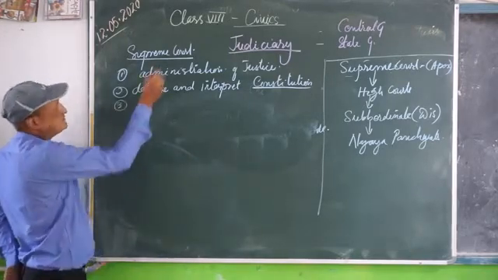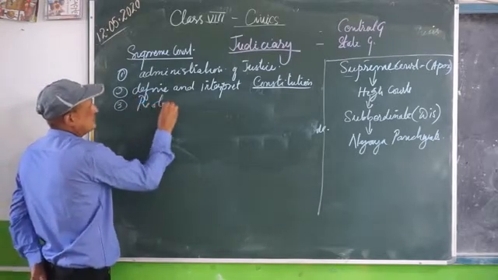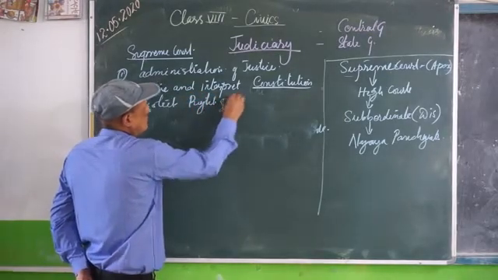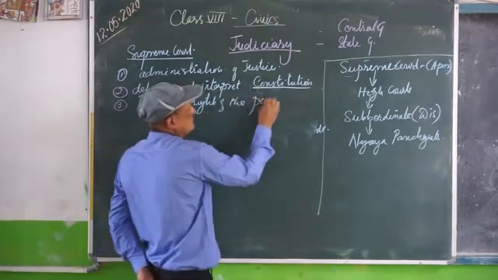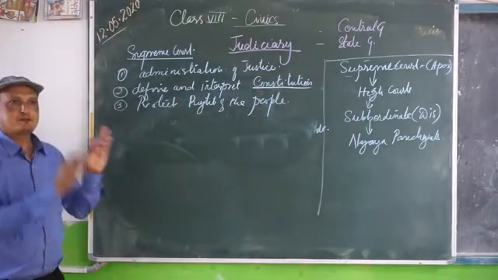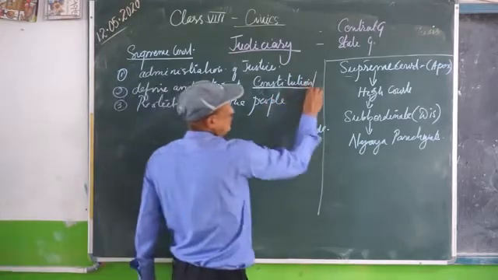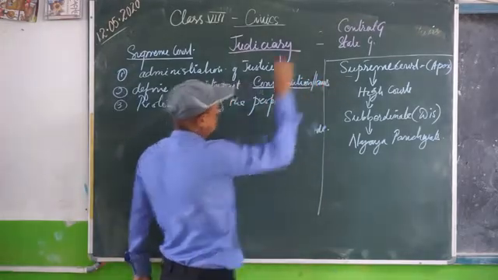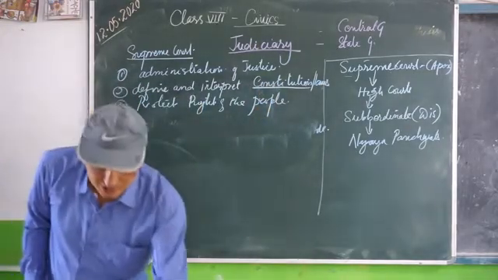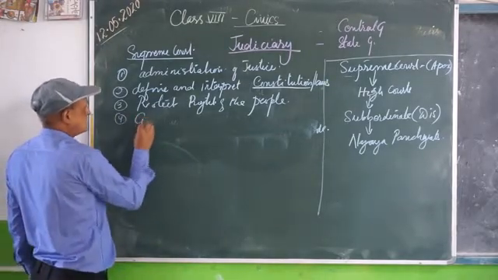The third function of a judiciary is to protect the rights of the people. Okay? Protect the rights of the people. Now here, define and interpret the Constitution, and we can say laws also. The fourth important function of the judiciary is that it acts as the guardian of the Constitution.